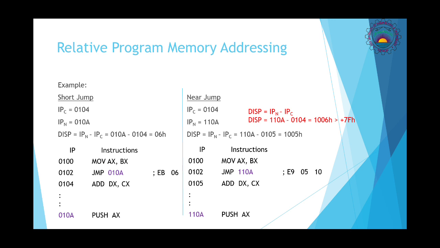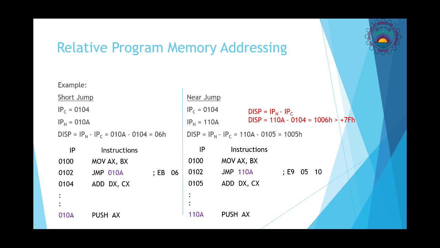So 1006 is exceeding the upper limit for positive displacement, that is 7F hex. So 1006 is greater than 7F hex. So that's why we decided that displacement is of 2 bytes. Displacement may not be stored in 1 byte. So your jump is of near type, but if your instruction is of near type, that will be stored in memory by using 3 bytes.